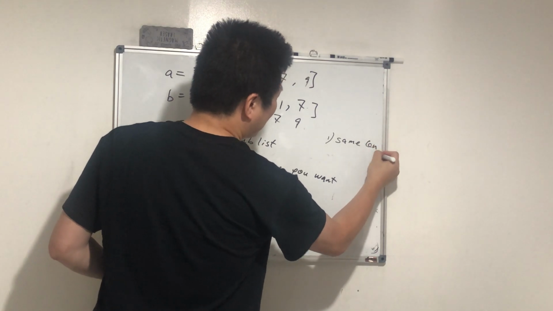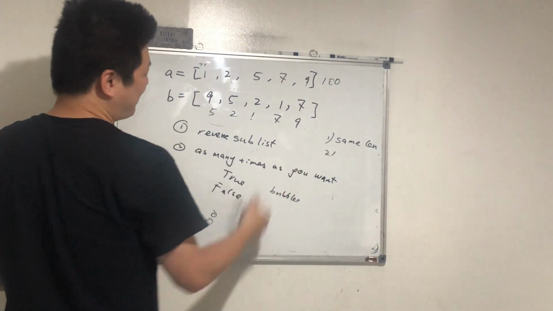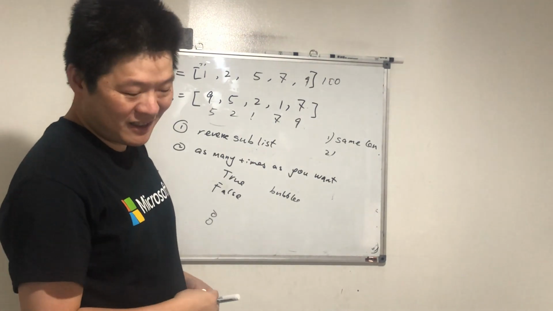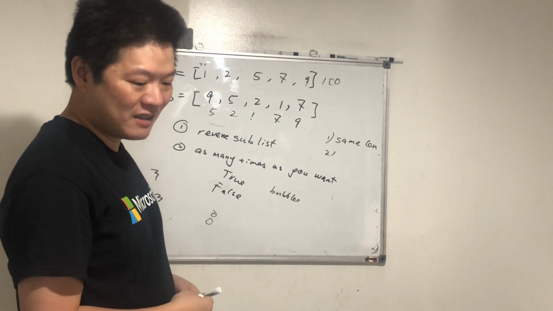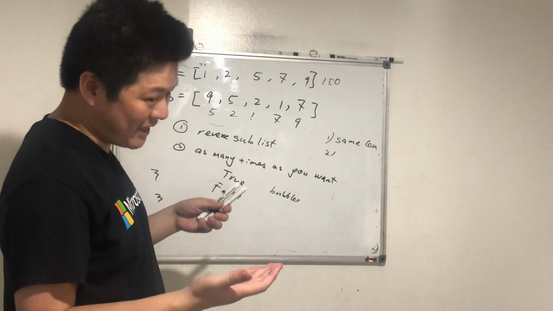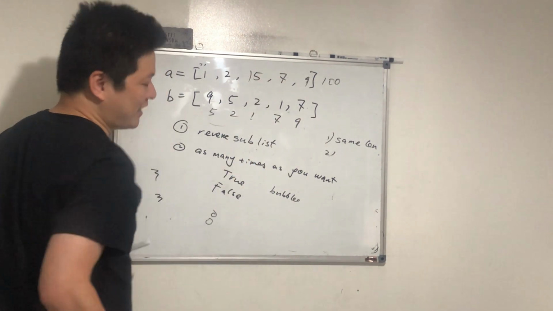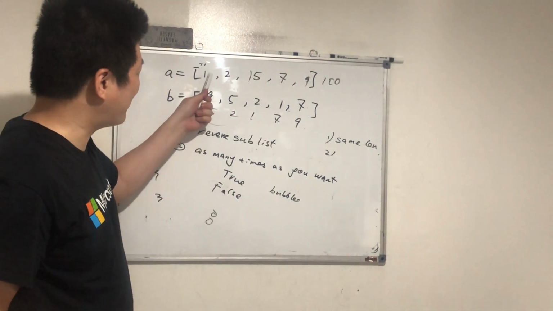How about if I have a million here, 100, and this doesn't have 100? Can you change to the target? The elements need to be the same, right? What do you mean? Look, if I have a 15 here, I don't have 15 here. Can you change from A to B?